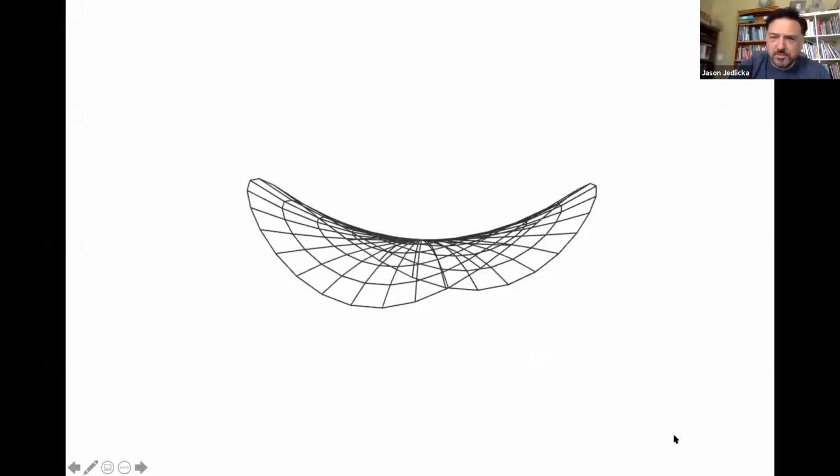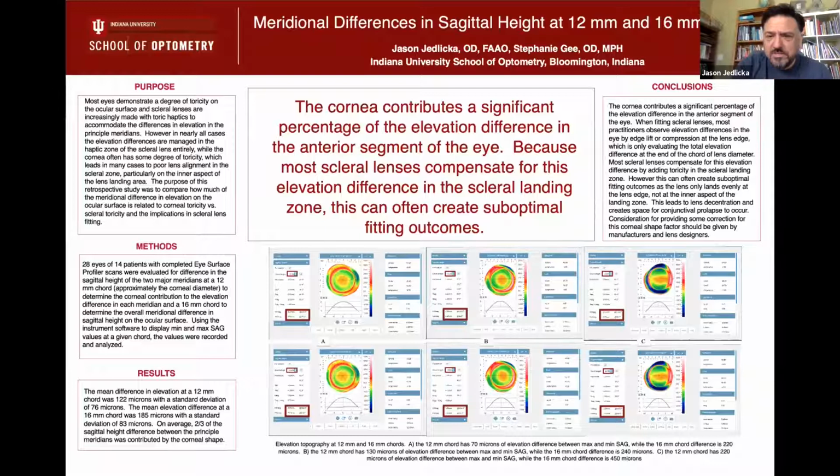So we have this notion in our head of the cornea looking like a Pringle, because we know that it's not the same diameter in both meridians, and we also know that generally it's not the same elevation in both meridians. But the reality is it doesn't really look like a Pringle, right? It's still a hill, and so the area that's elevated is not really elevated. It's actually just elevated relative to the reference sphere of the cornea. And so what we end up with is we did a poster at GSLS that kind of investigated the differences in sagittal height at different chords.